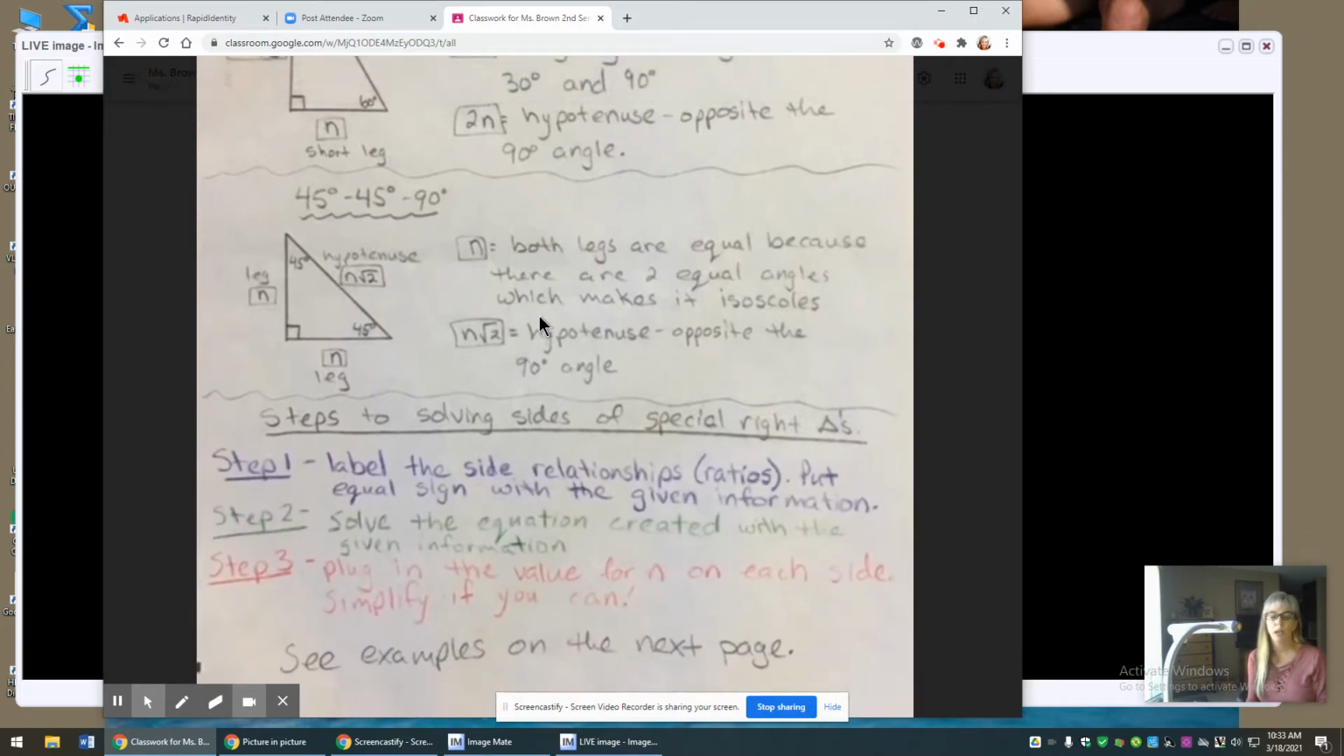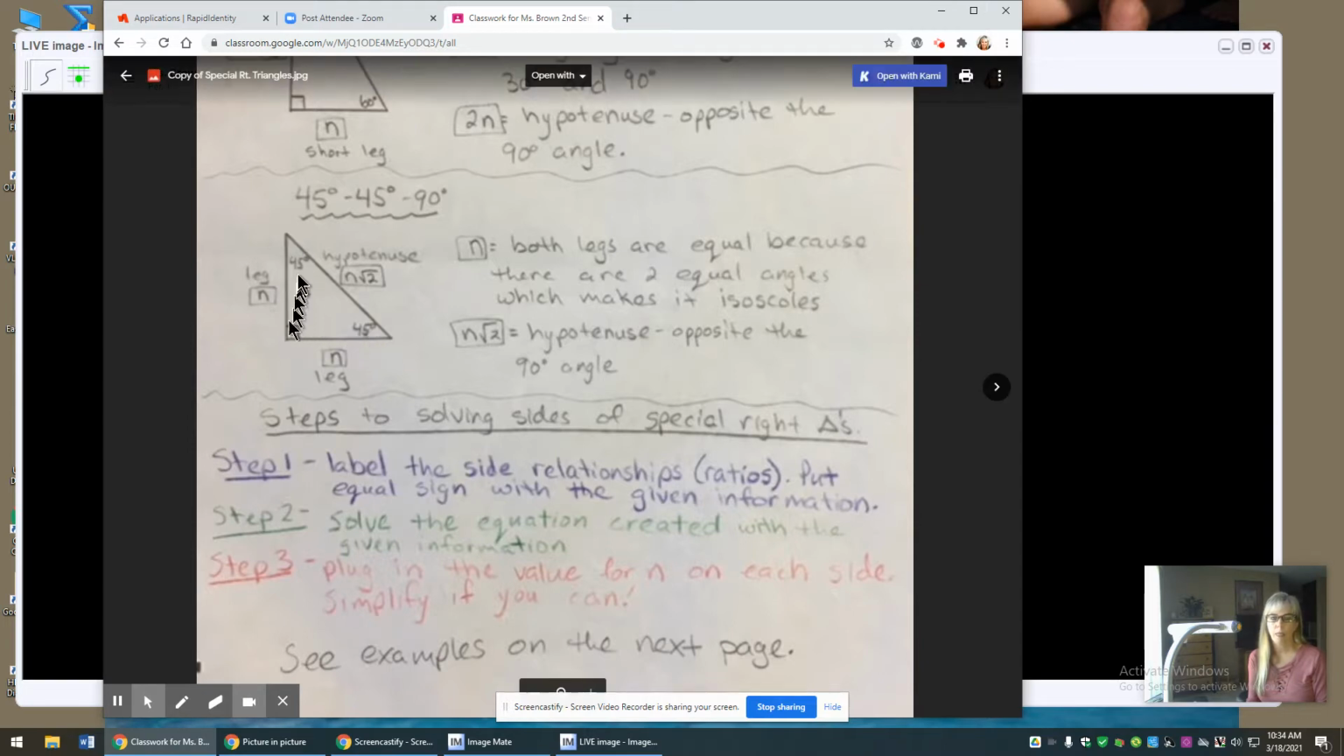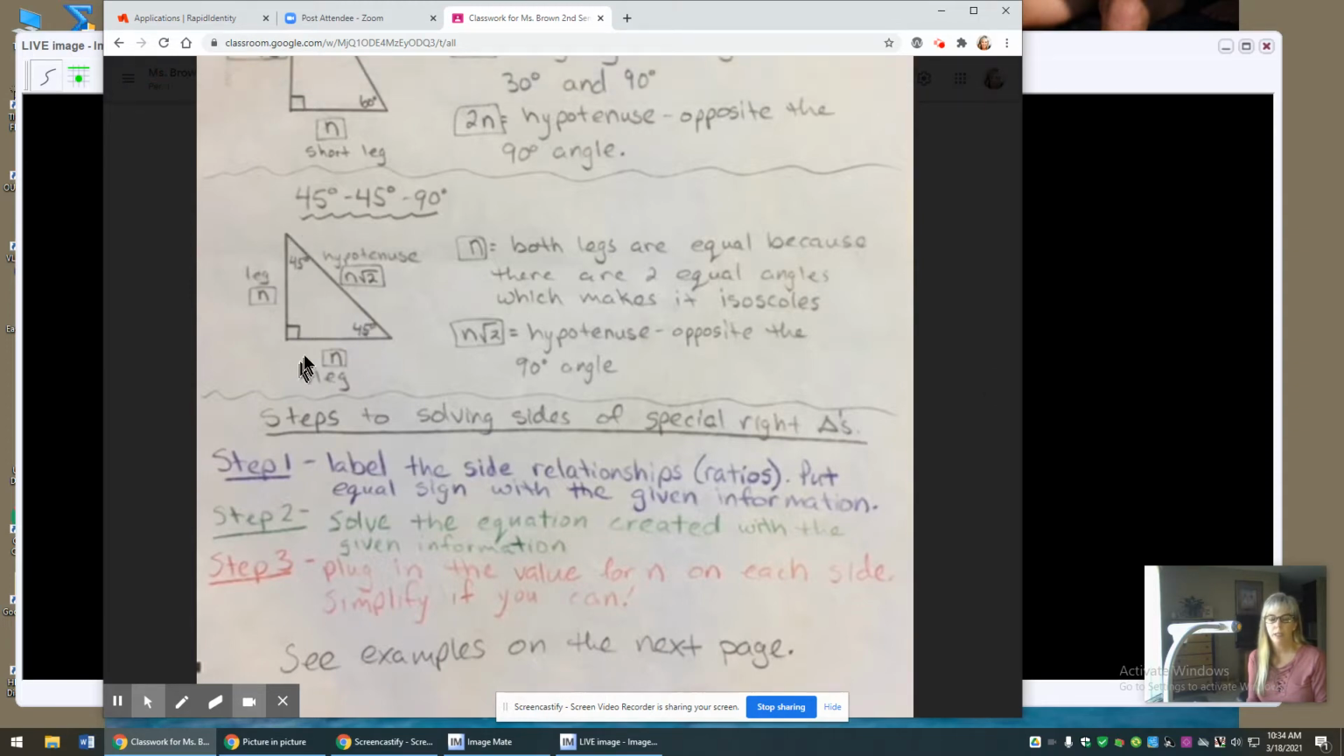And then we also have a relationship with 45, 45, 90 triangles. And that is, if it's 45, 45, 90, the two legs must be equal. If these are equal angles, these are equal legs, meaning it's an isosceles right triangle. The legs are the same. So if I call one N, the other one also has to be N. So their relationship is that they are equal. But the relationship with the hypotenuse and the legs is that the hypotenuse is the square root of 2 times longer than the leg.